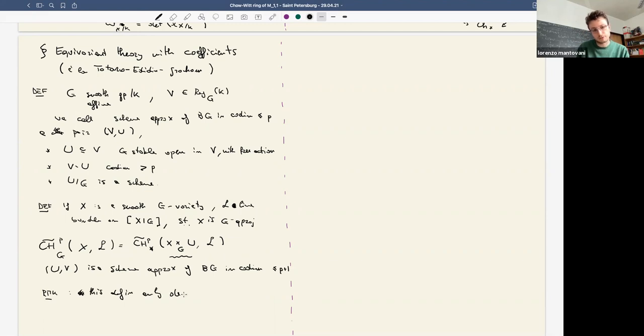So maybe remark: this definition only depends on the quotient. This is more of an equivariant definition, but if you take two, say X mod G and Y mod H, and if the two quotient stacks are the same, then the associated Chow-Witt groups will be the same. So this does not depend on the choice of presentation of the stack, and does not depend on the choice of approximation.